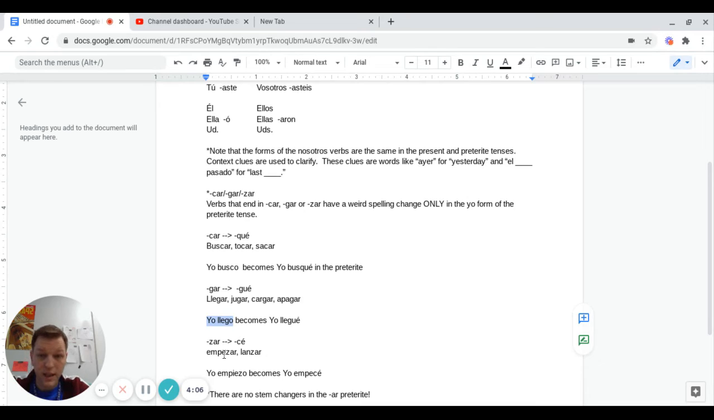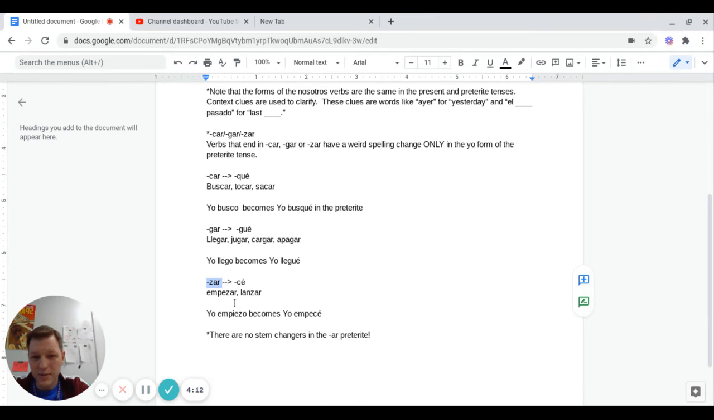One more, and that's zar verbs. We have car, gar, zar. Zar verbs, there are fewer of these, but the Z becomes a C when you conjugate. I don't know why they do this one, because both Z and C can make the same noises, but they just do, so here we are. Yo empiezo, I start or I begin, becomes yo empecé in the preterite. I started or I began. Empecé. Repita en clase, yo empecé.